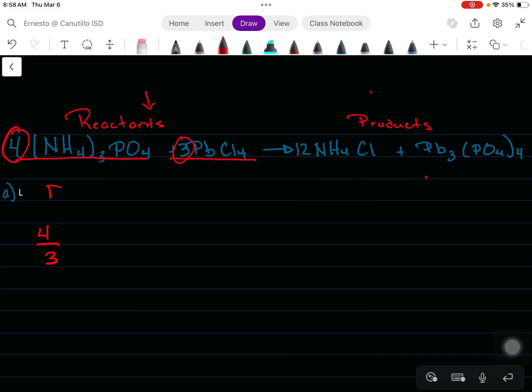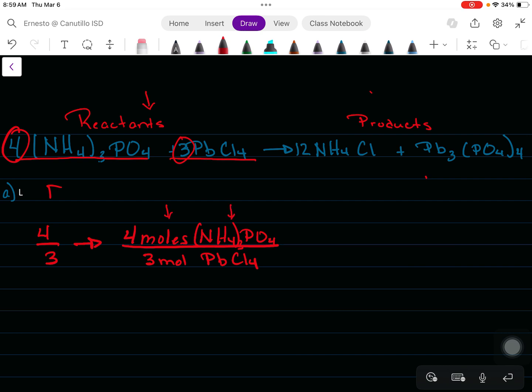Now, you cannot write it just as a simple fraction. It has to be written in expanded form. So what do I mean by expanded form? What I mean is you need to write it as 4 moles of ammonium phosphate over 3 moles of lead(IV) chloride. It has to be written in this way. You need to make sure that you include this and this. It's got to be complete.